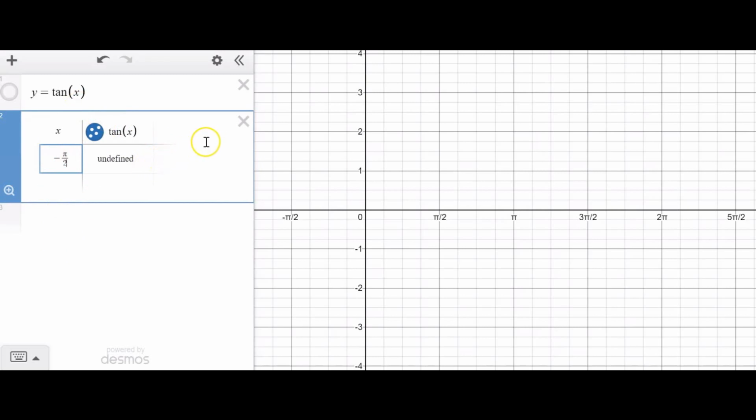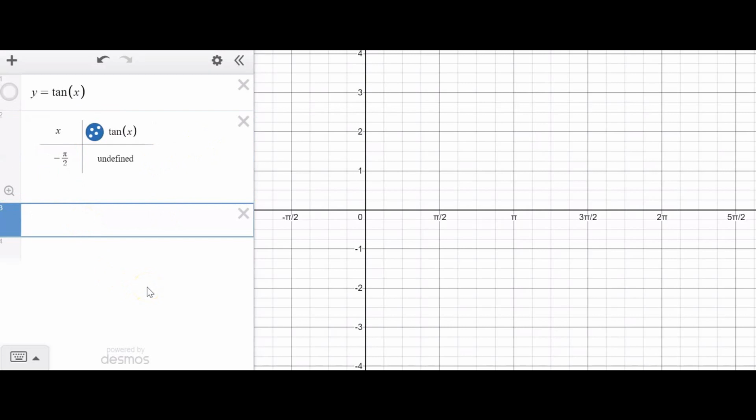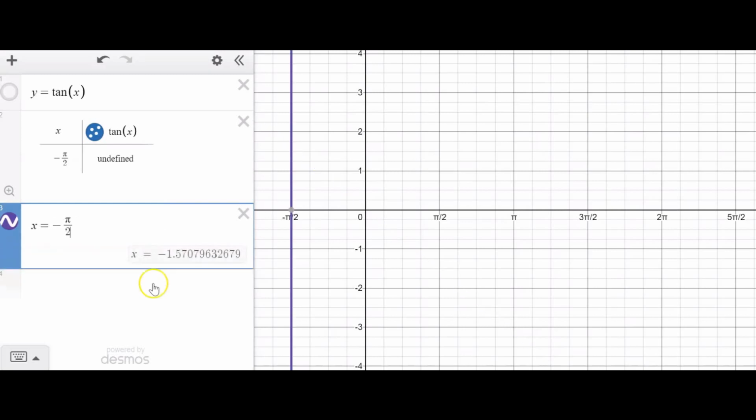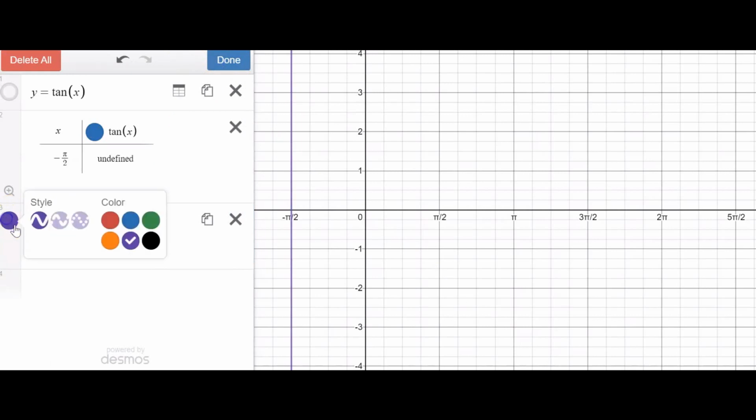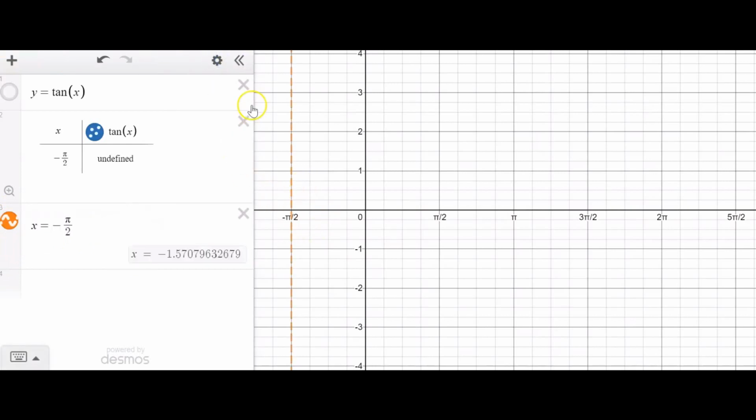Now remember what I said, that when a graph is undefined, there is a vertical asymptote. So what I'm going to put in here is, to put in a vertical asymptote, we're going to put x equals -π/2, and I'm going to make it a dashed line like this, and I think I'm going to make it orange, okay? All right, so what you can see here is a vertical asymptote. So tangent has a vertical asymptote at -π/2.